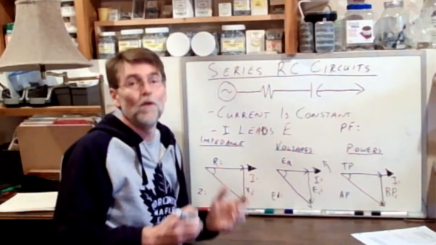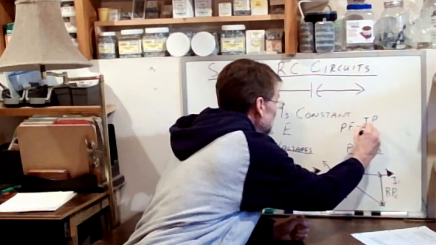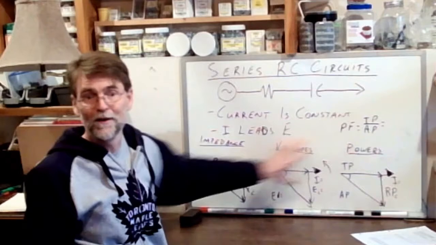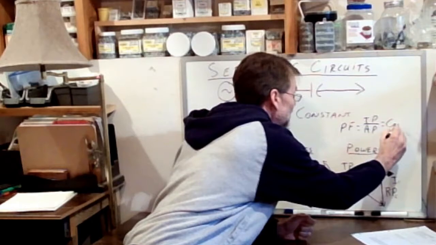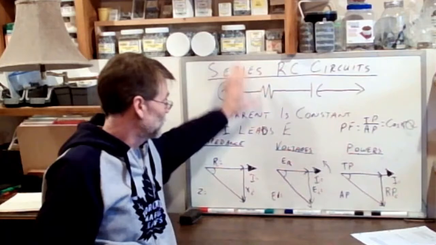It is the true power divided by the apparent power. Or we could use any one of the triangles, right? Well, what is the adjacent divided by the hypotenuse? That is the cos of the angle theta. Same conversation we've already had about power factor is true here as well.